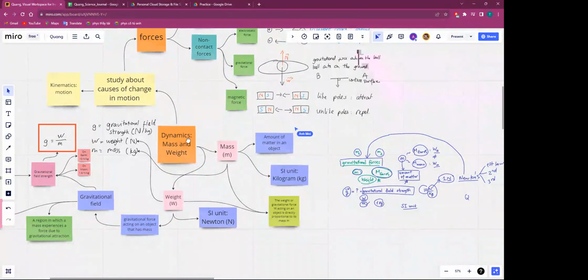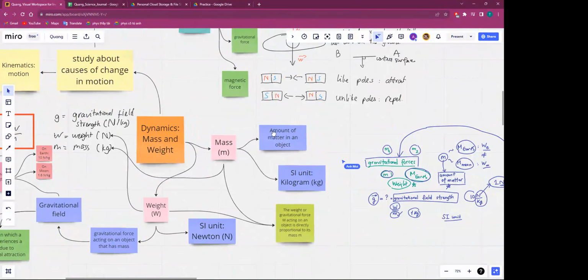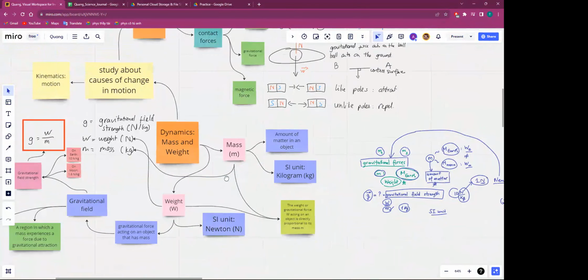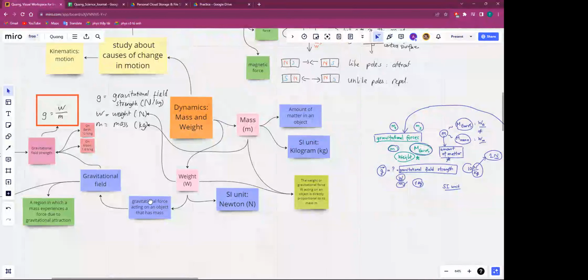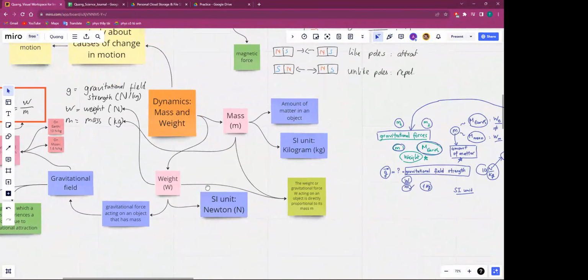Another thing about dynamics is mass and weight. People usually misuse weight and mass in daily life. Mass is the amount of matter in an object, and the SI unit for it is kilogram. Whereas weight is the gravitational force acting on an object that has mass, and the SI unit is Newton. The relation between mass and weight is that the weight, or the gravitational force acting on an object, is directly proportional to the object's mass.